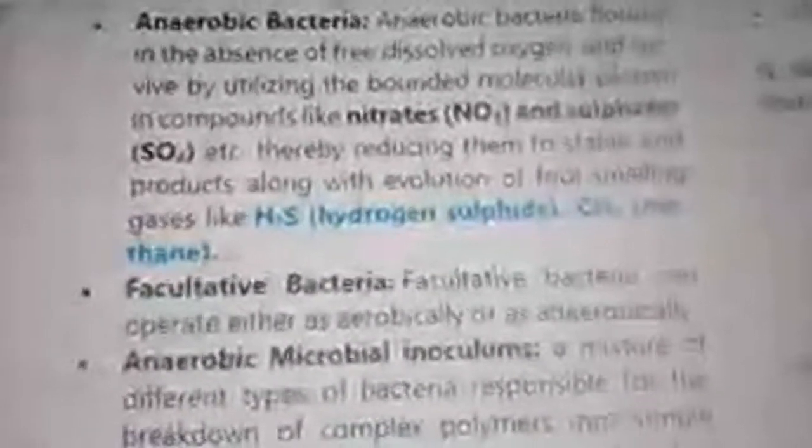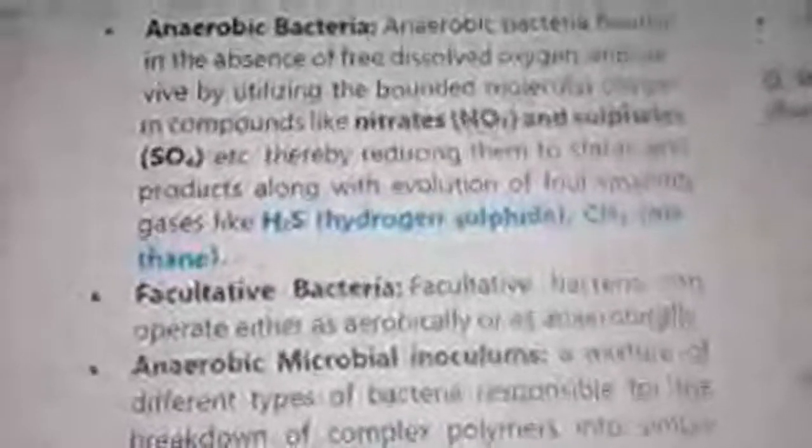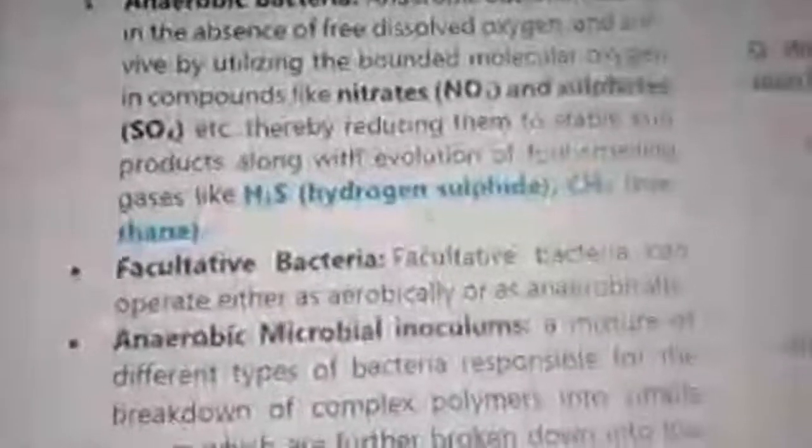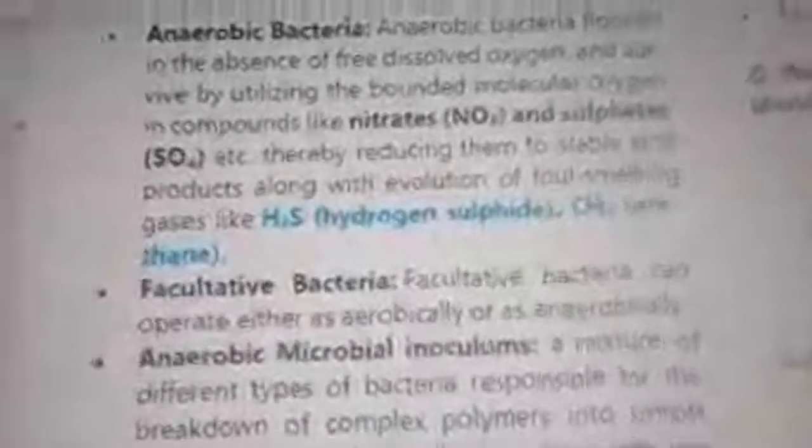Anaerobic bacteria. Anaerobic bacteria flourish in the absence of free dissolved oxygen and survive by utilizing the bound molecular oxygen in compounds like nitrates (NO3) and sulfates (SO4), thereby reducing them to stable end products along with evolution of foul-smelling gases like H2S (hydrogen sulfide) and CH4 (methane).